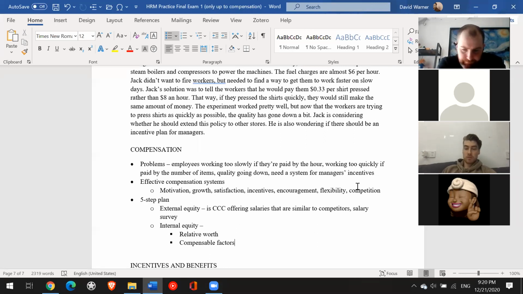What changes isn't what we do. What changes is your relative worth. My worth to Alibaba was much higher than my worth to a bunch of college kids, even though I was doing the same thing. So your worth relative to other people, relative to the industry, that's really what we're trying to find out here. And we find that out using compensable factors.